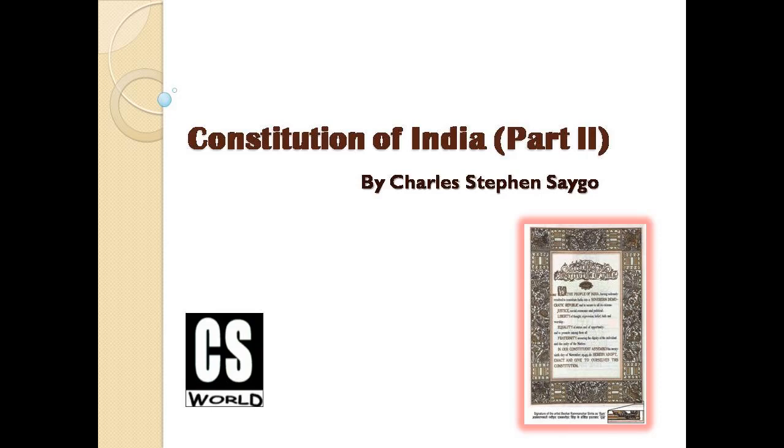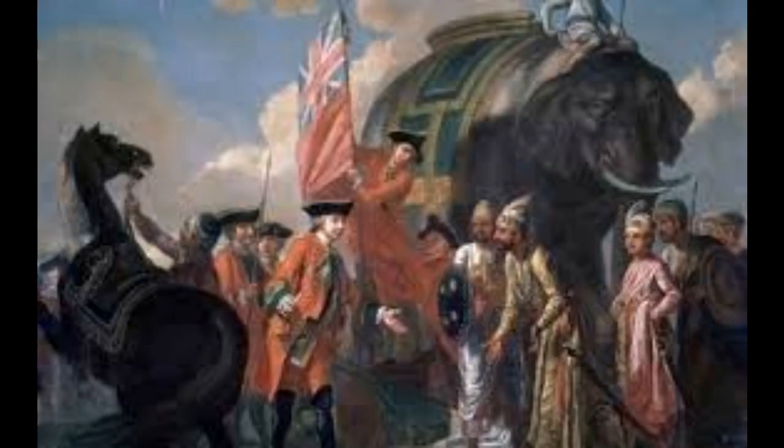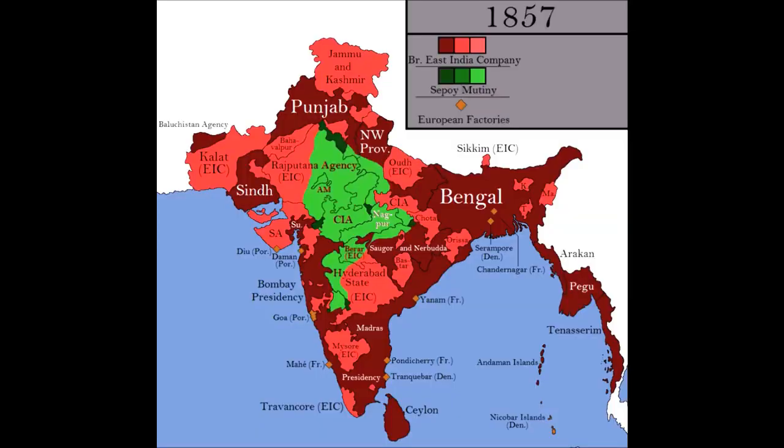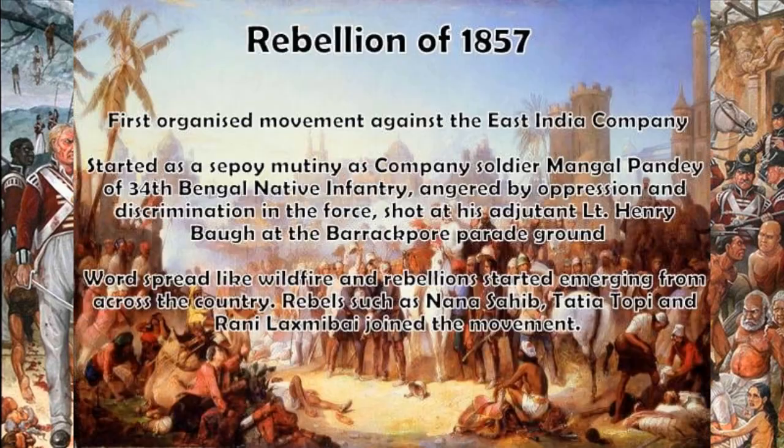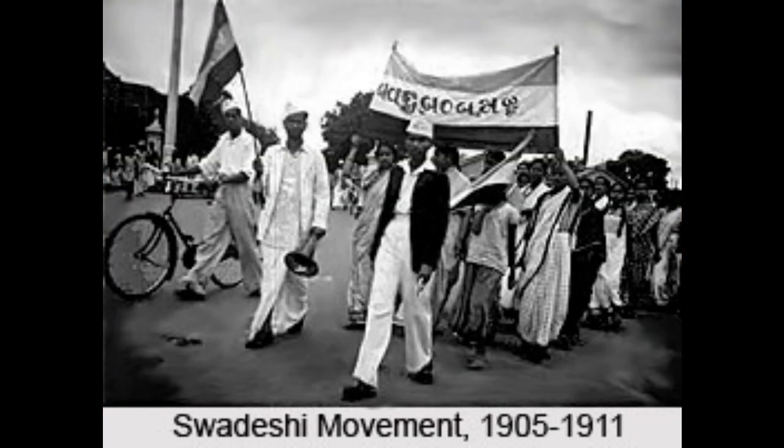The Constitution of India, Part 2. The British came to India as traders in the 17th century. However, over the next 100 years, they gradually conquered different parts of India. By 1856, India had become a British colony. Starting with the revolt of 1857, several movements were launched by Indian freedom fighters to free India from British rule.